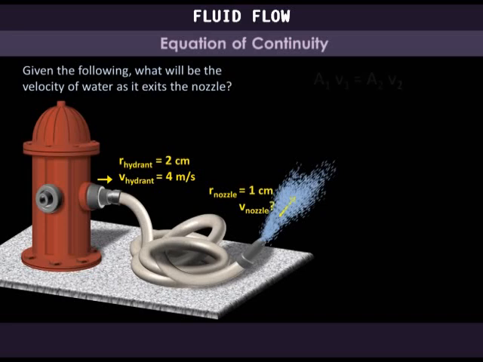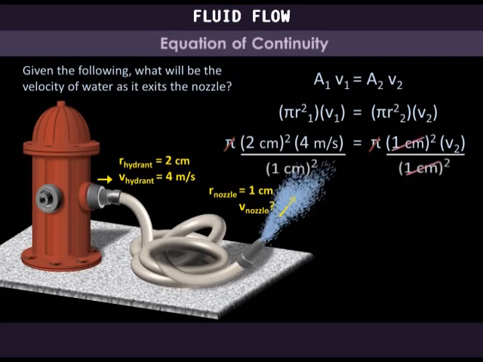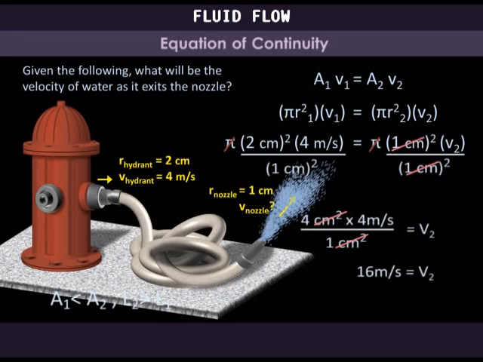The continuity equation: A1V1 is equal to A2V2. Area is given by pi r squared. And so, pi r1 squared V1 is equal to pi r2 squared times V2. Substituting the values, the pi's cancel out. 2 centimeters squared times 4 meters per second is equal to 1 centimeter squared times V2. We divide both sides by 1 centimeter squared. So we shall have 4 centimeters squared times 4 meters per second over 1 centimeter squared is equal to V2. Centimeter squared cancel out and V2 is equal to 16 meters per second.